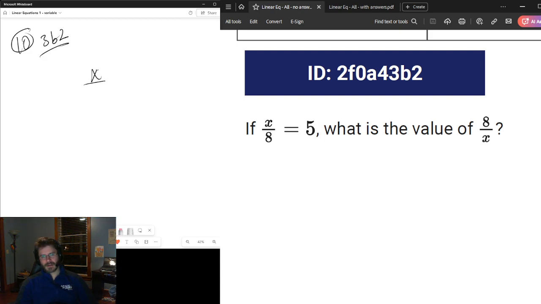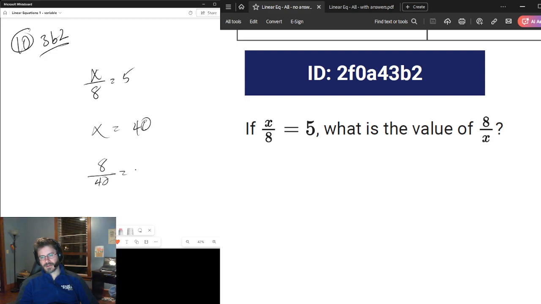If you want, you can go ahead and do the algebra on this. So you could do like x equals 40. And then you could say, okay, what's 8 divided by 40? You reduce that. That's 1 over 5. You literally just flip this over, though. And you do 8 over x equals 1 over 5, if you flip it properly. Yeah. Don't overthink it. 1/5.